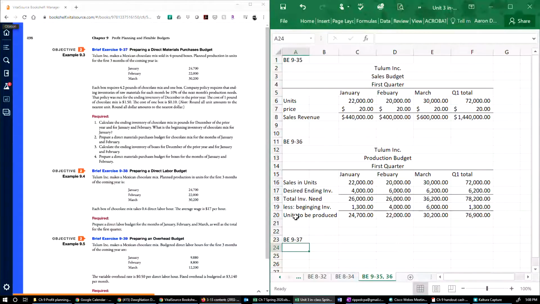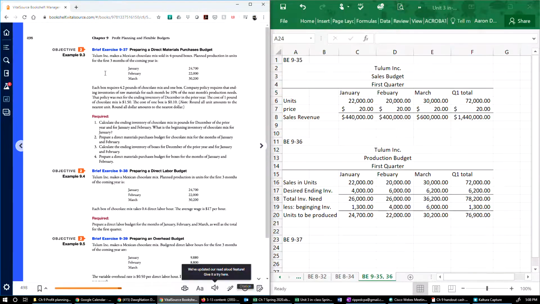And typically you'd roll those up and sum them and present a summary direct materials budget. That's the way it works in practice. So we're going to need a little exposure to this here. Let's take a look at the problem. Tulum Incorporated makes a Mexican chocolate sold in 4-pound boxes. Planned production in units for the first 3 months of the coming year is given, which lines up with the bottom line of our production budget.